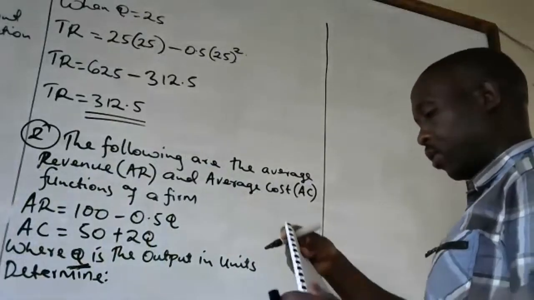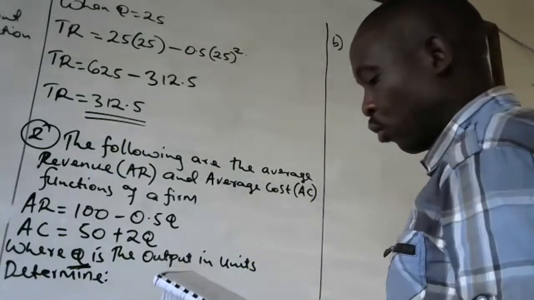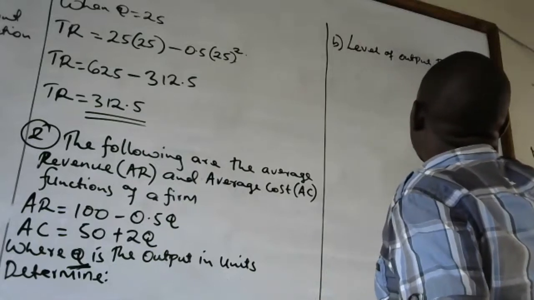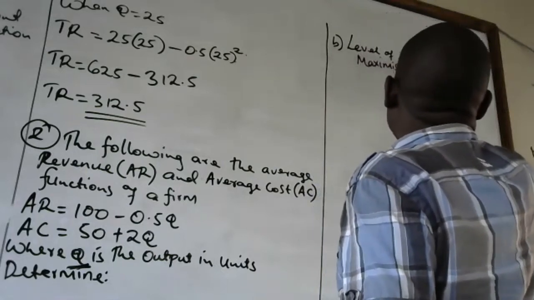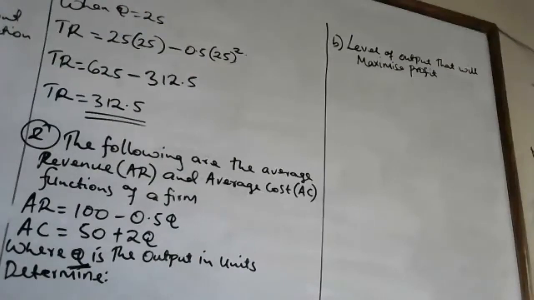So the second part of the question, which is B, was asking for the level of output that will maximize profit. And I said here, anytime you find the word maximum or minimum, then you know that at that point the gradient for the profit function is equal to zero.